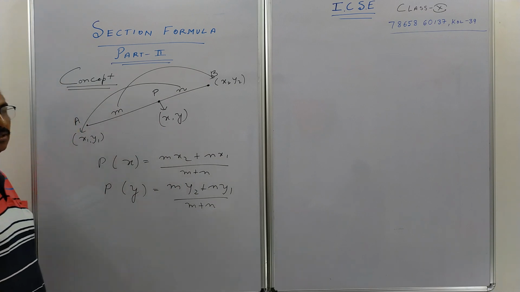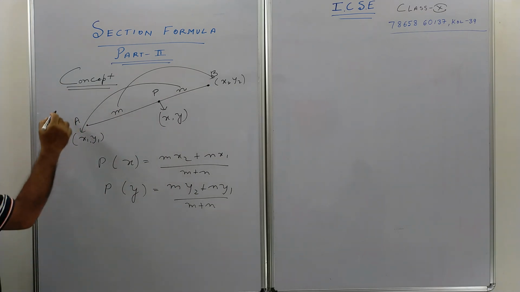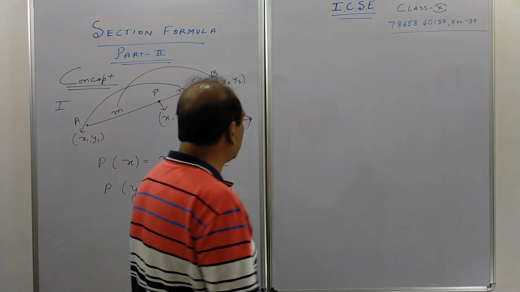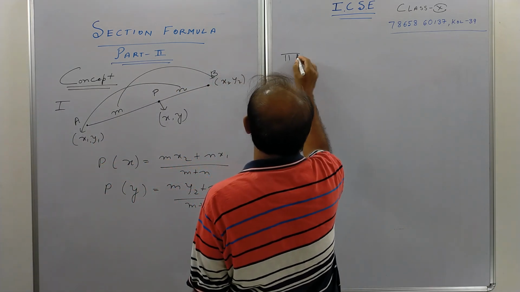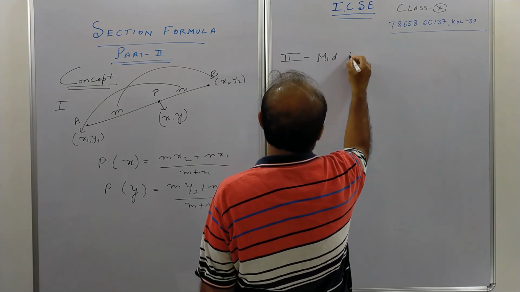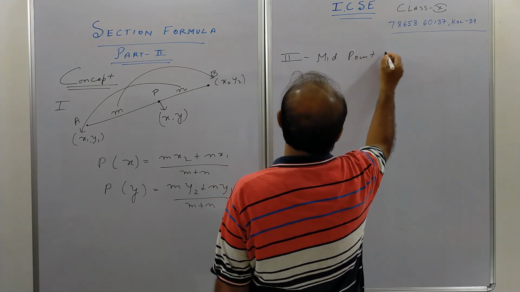Okay, next we will see another concept, children. This was concept number 1. The proof is given in any standard book. I am not going into the proof part, but it's quite easy. Next is what we call a special case, the midpoint formula.